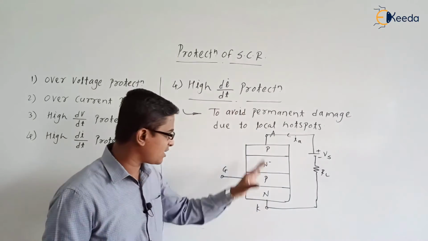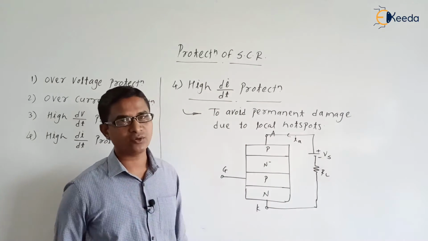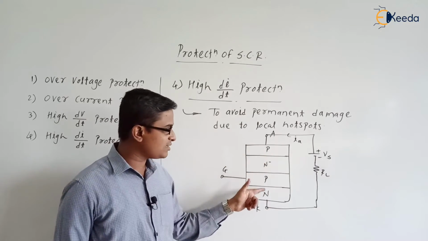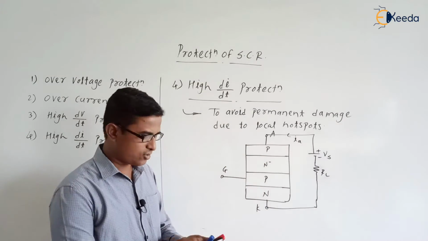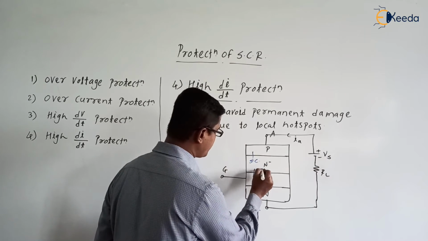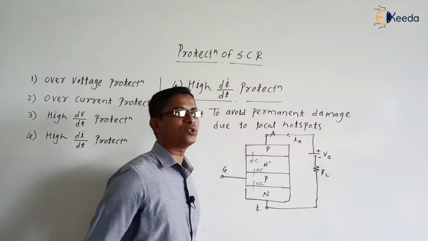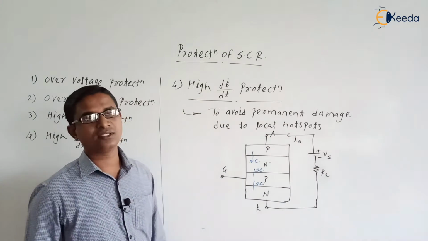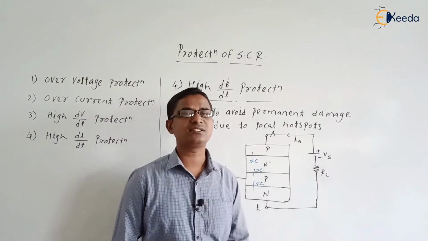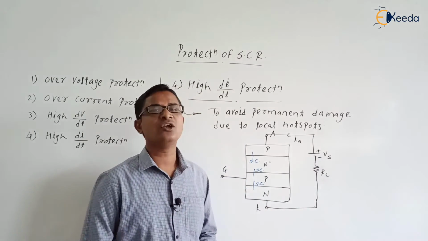Suppose we have this structure, which consists of a large number of charges. Suppose all three junctions are acting as a short circuit. This is also a short circuit, this is also a short circuit, and a very high current is flowing through the SCR. Now suppose the current flowing through the SCR is changing very fast.